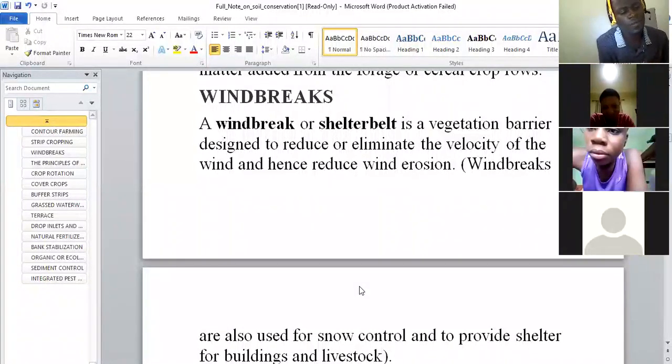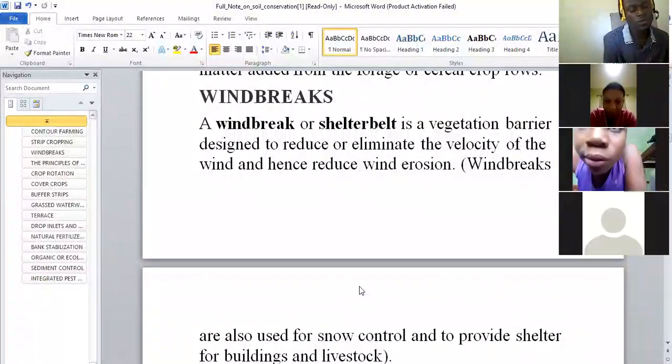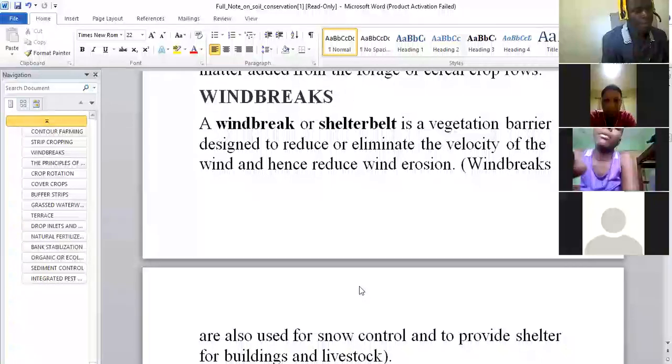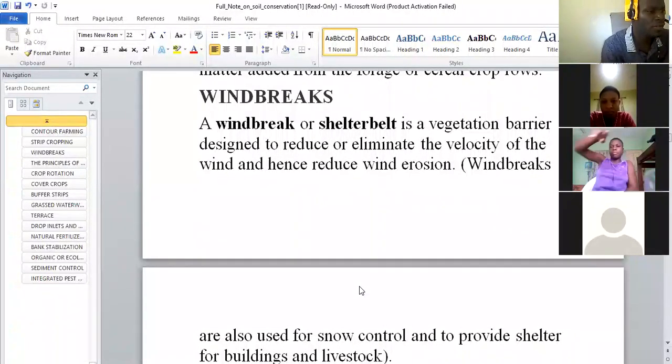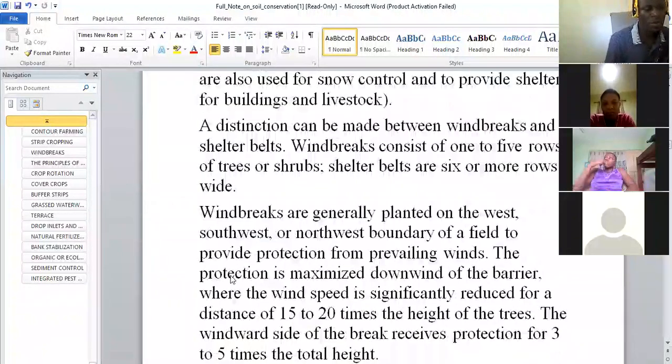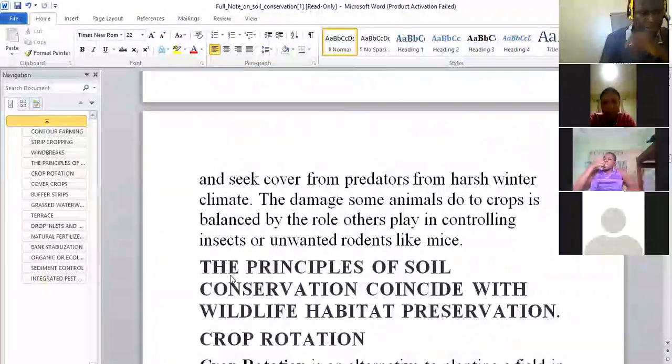Then of course, the windbreaks, or these trees, will also provide shelter for other plants and animals. Even parts of these plants, when they grow, can be used as wood for fuel and other activities. You can use it to make hen coops and so on and so forth.